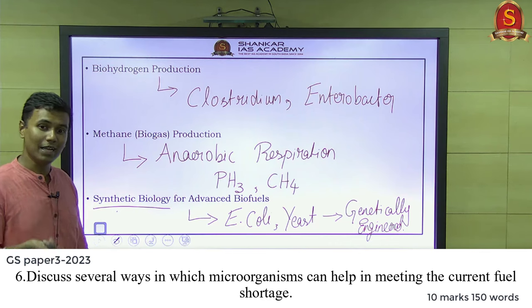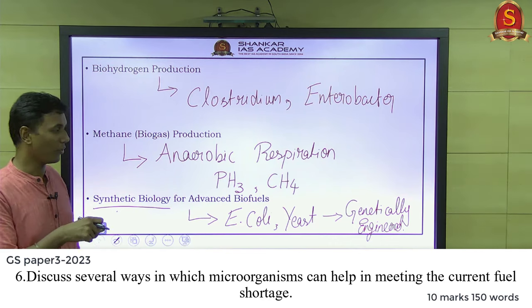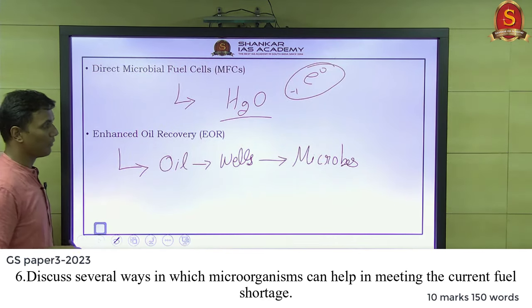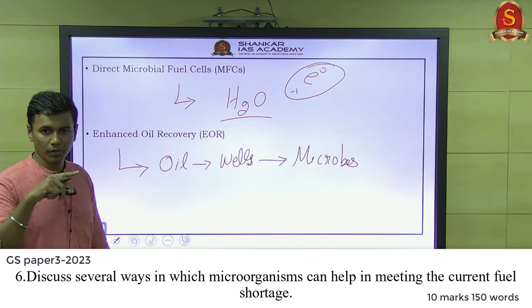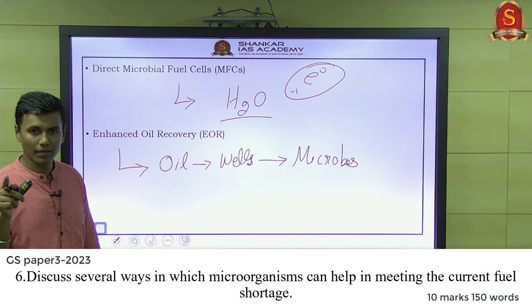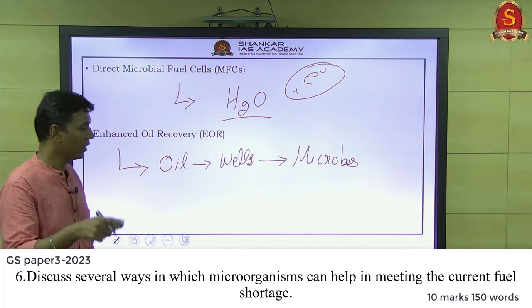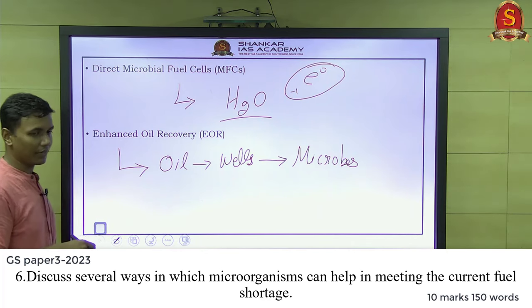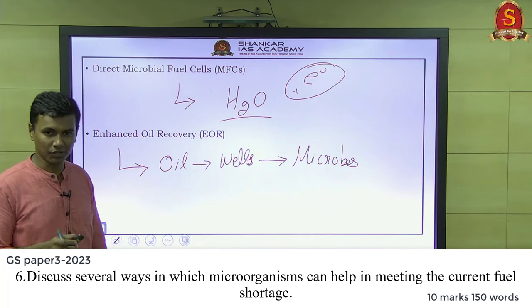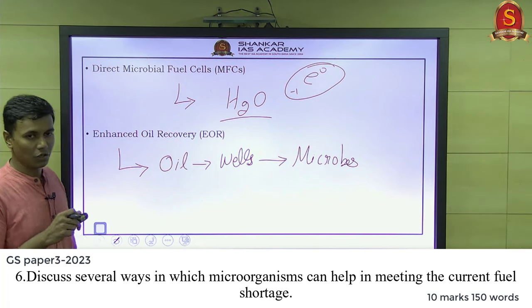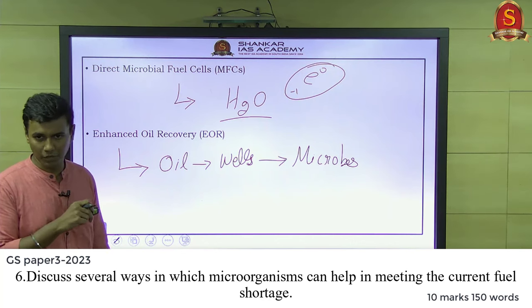Similar to that, we can design microbes which can help us to produce more fuel. And then direct microbial fuel cell, where you are making the electrons move from one electrode to the other electrode, but by using hydrogen, which may be produced by the microbes. And then you have enhanced oil recovery techniques, where the efficiency of oil extraction is increased. So these are the methods by which shortage of fuel can be mitigated using the microbes.